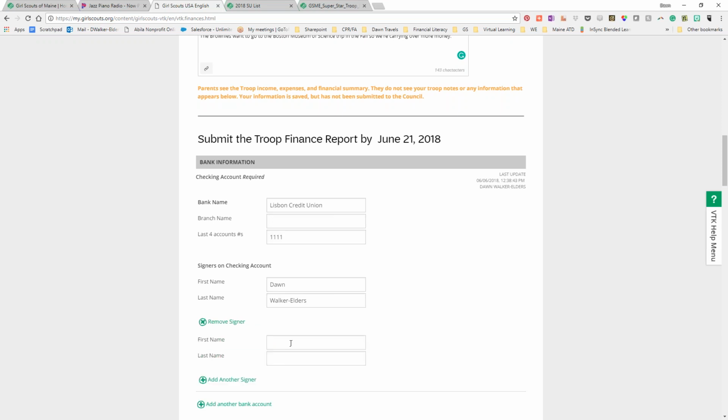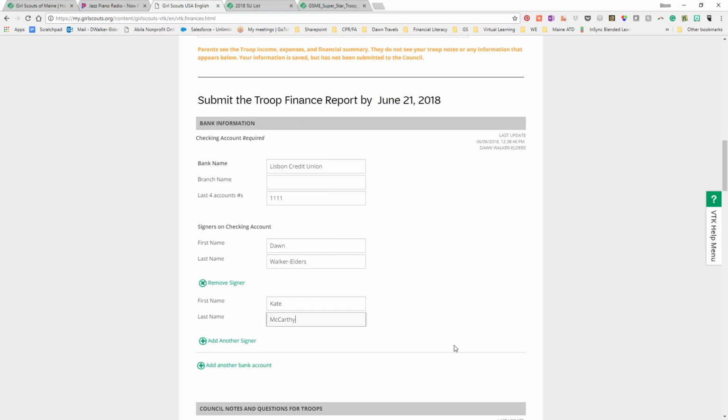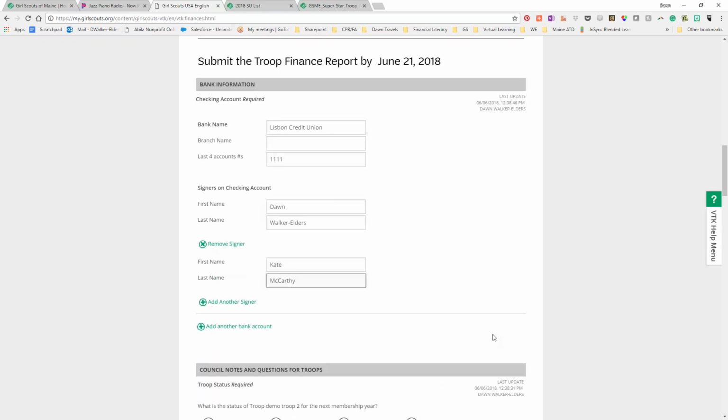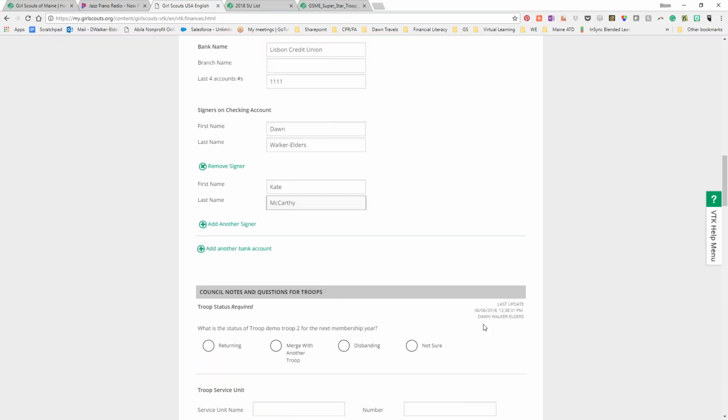So once the name is filled in, like you can see Dawn put her name in and then it dropped down so we could add another signer. So every troop, of course, should have 2 signers, and you can put both of their information there. I know some troops might have another bank account. A lot of credit unions ask that you open a savings account before you can open a checking account. You can put that information in the other bank account line if you need to do that. Right.